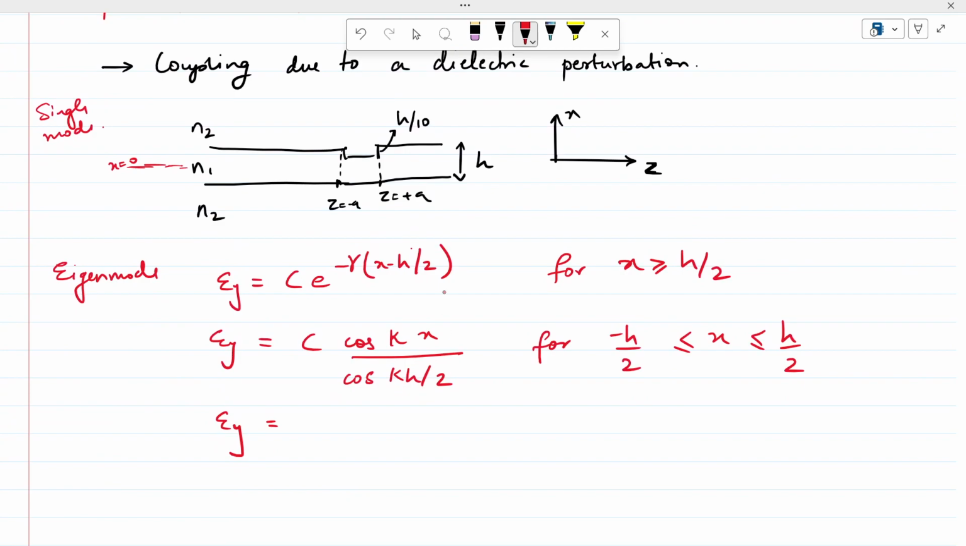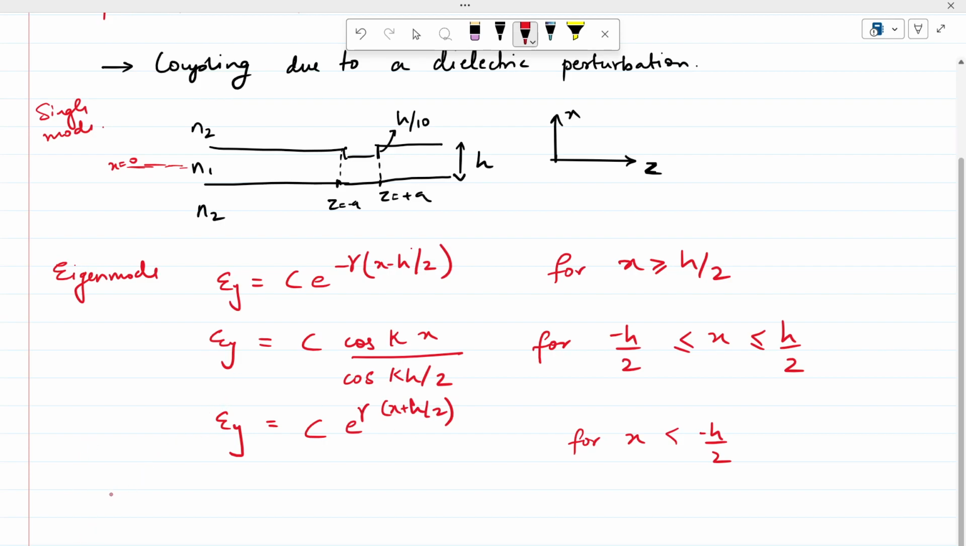And then the third region, that is below minus h by 2, for x less than minus h by 2. For that region, we will have again a constant times the radiating part, e power gamma times x plus h by 2. Okay, so this x plus h by 2 will anyways be negative, so we don't need to put a minus sign here. It will be a radiating mode.